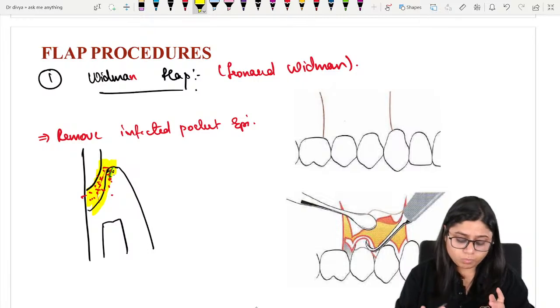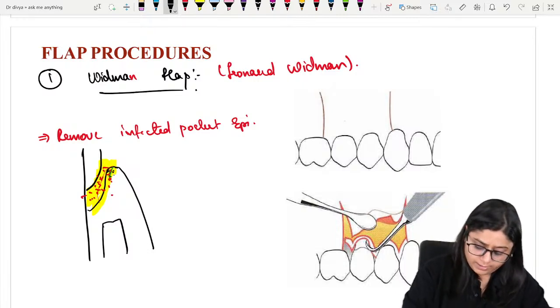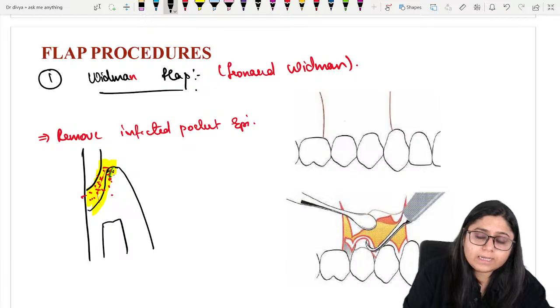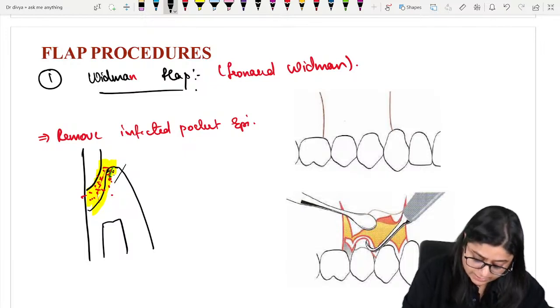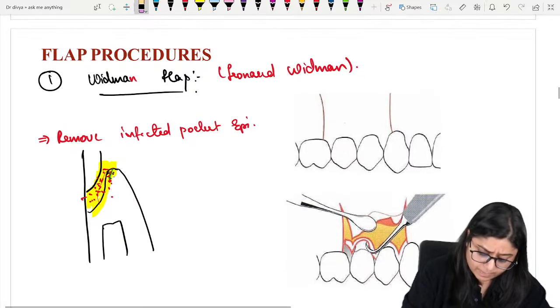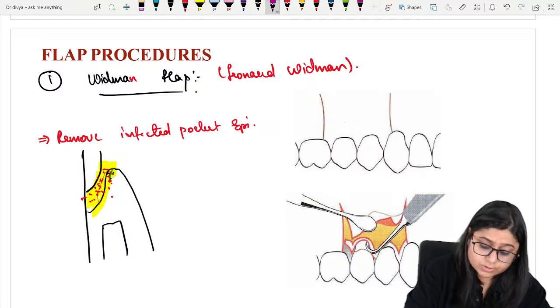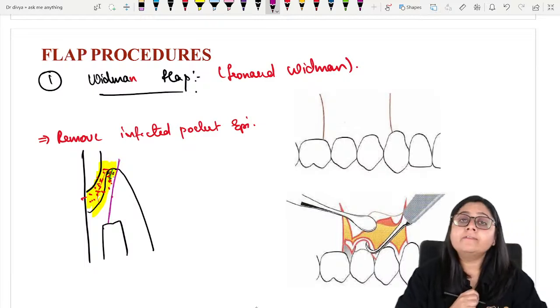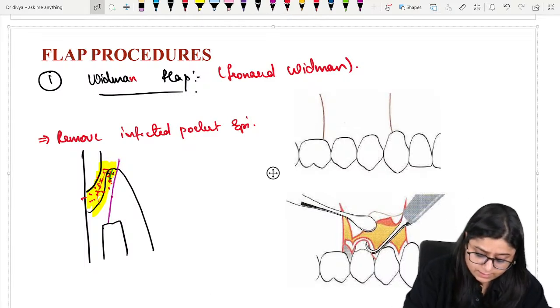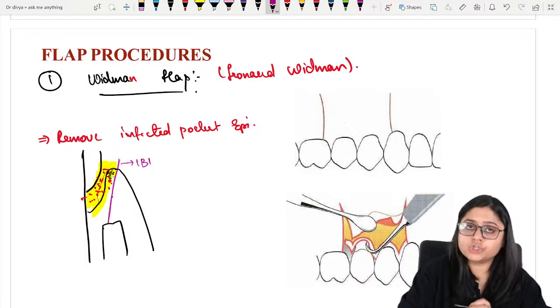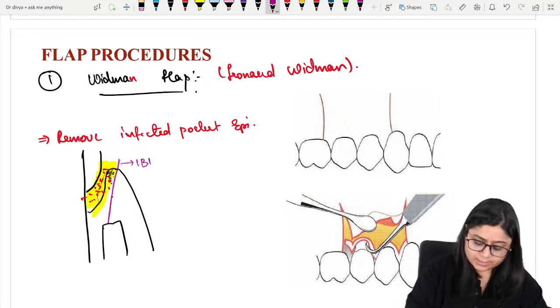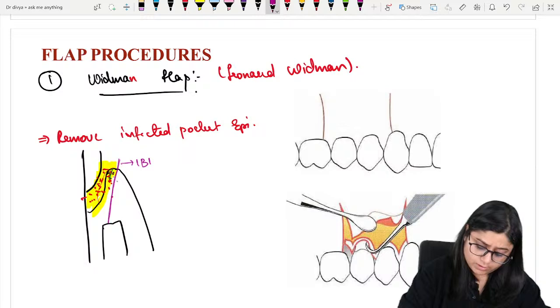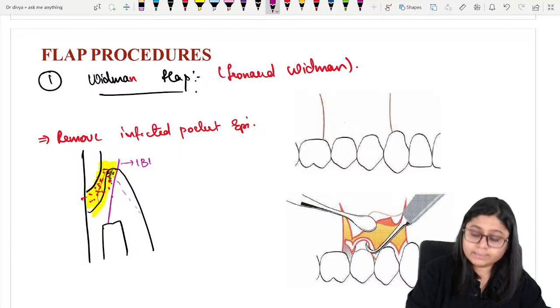So in such a case, what they did was an internal bevel incision. They gave the internal bevel incision up till the alveolar crest. So first they gave the internal bevel incision like this, up till the alveolar crest. This is the internal bevel incision. The external bevel incision is like this, which is used in gingivectomy procedures.